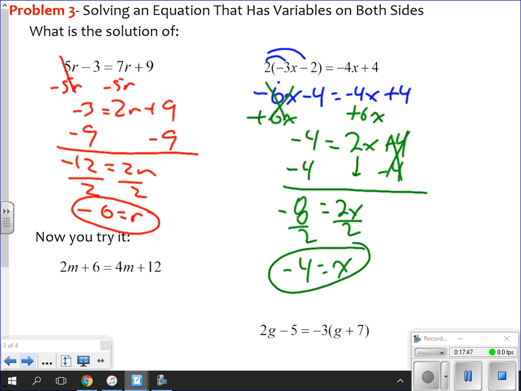Multi-step problem, more than 2. How many steps did we have on this one? We had 1, 2, 3, 4 steps to solve this problem. This is part of the reason why I really stress showing your work early on, because when you start doing lots and lots of steps, if you're not writing it down, you're going to make big mistakes.